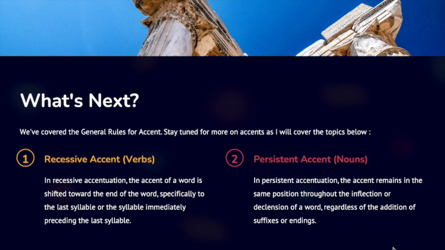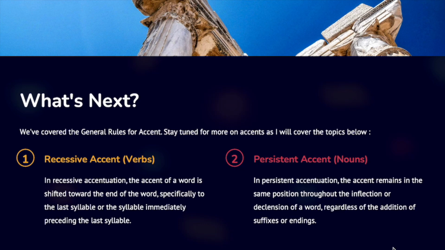In recessive accentuation, the accent of a word shifts toward the end of the word, specifically to the last syllable or the syllable immediately preceding the last syllable, the ultima or the penultima. In persistent accent, which is nouns, the accent remains in the same position throughout the inflected pattern of that word, regardless of the addition of suffixes or endings. So nouns like to stay the same. I like to say nouns are conservative and verbs are liberal. Verbs are always going left and nouns are always staying to the right. And that's the way to think about accents.